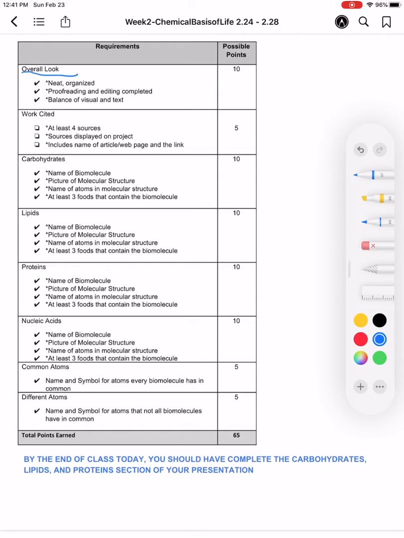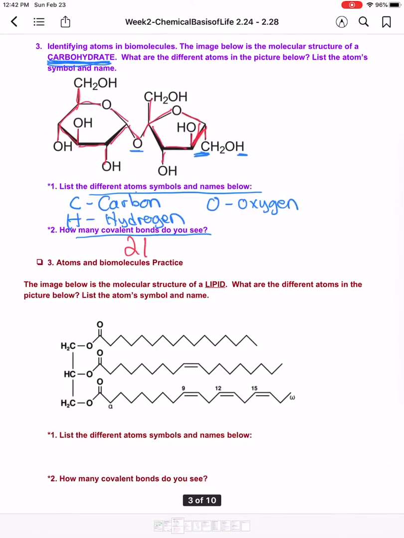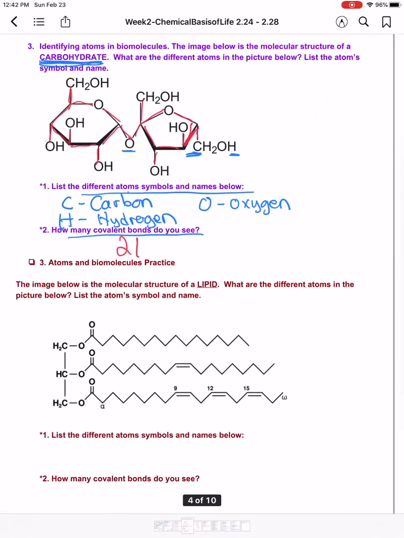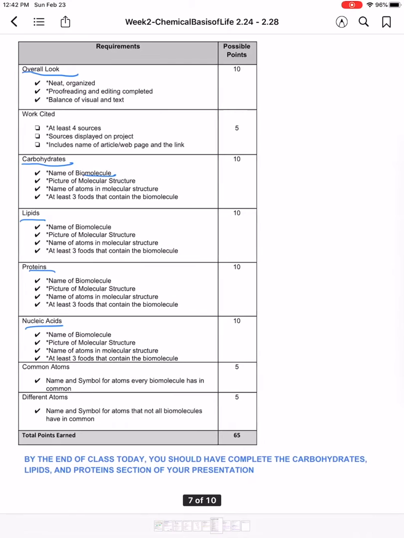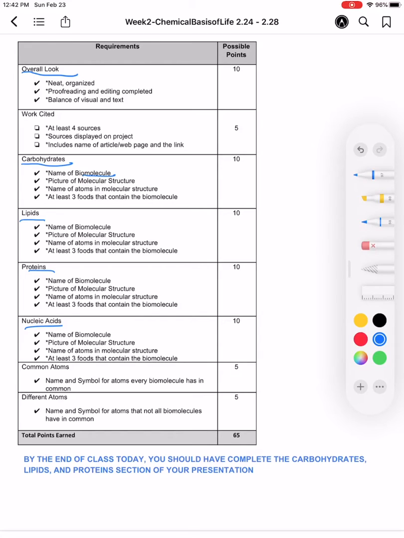And then for each of carbs, lipids, proteins, and nucleic acids, you're going to put the name of the biomolecule. Remember, biomolecule could be a carb, lipid, protein, or nucleic acid. You're going to put the picture of the molecular structure. So your pictures, don't make it the same as mine, but your pictures are going to look like these right here. In Google, you can even just search molecular structure of whatever biomolecule, and then you'll get some pictures. You're going to include the name of the atoms in the molecular structure.